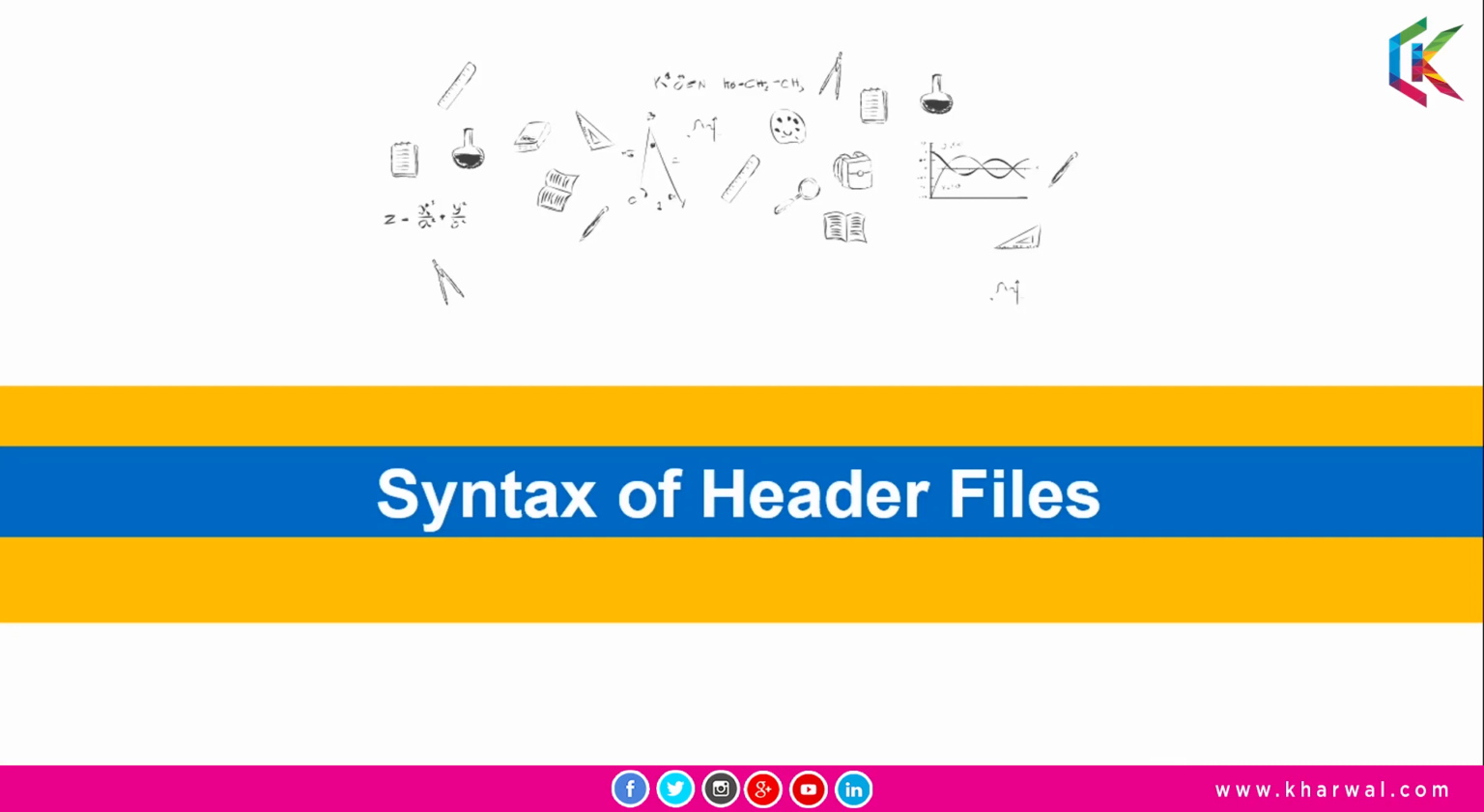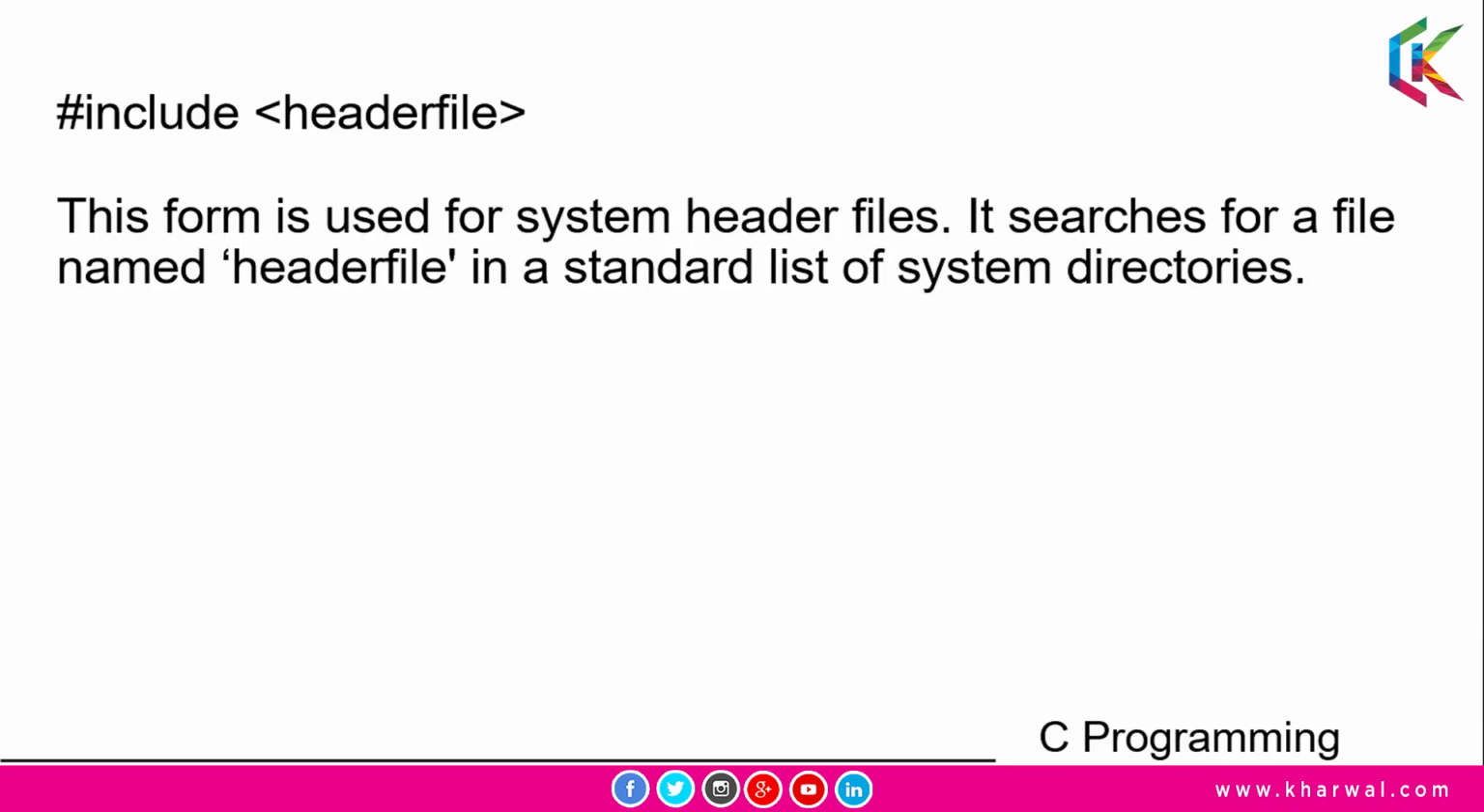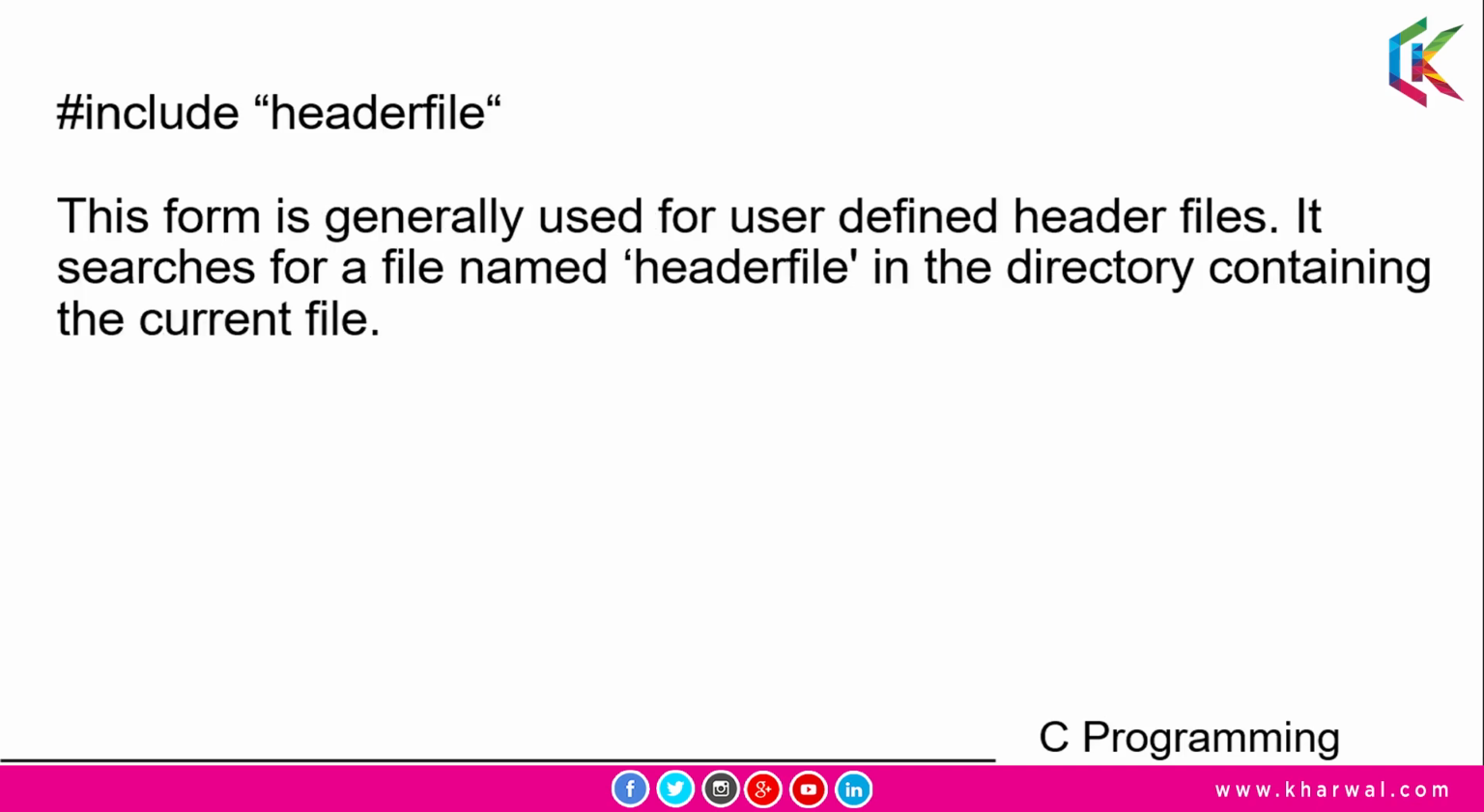Both the user and the system header files are included using the preprocessor directive #include, and it has the following two forms. This is the first form, and this form is used for system header files, and it searches for a file named header file in a standard list of system directories. Now the second form is for user defined header files, and it searches for a file named header file in the directory containing the current file.